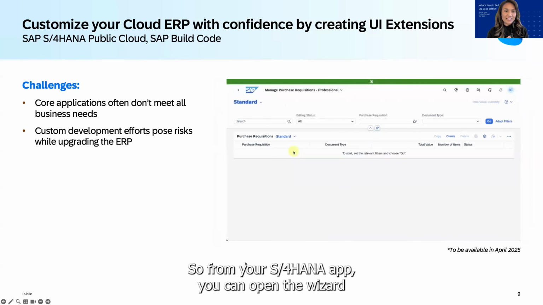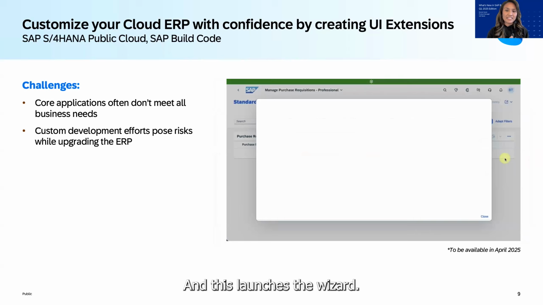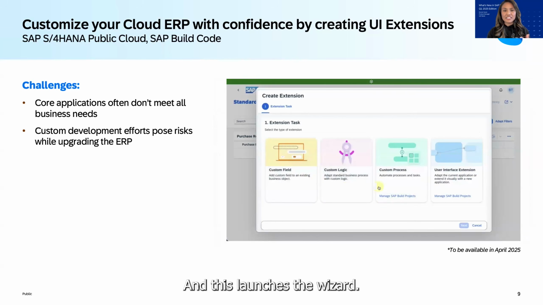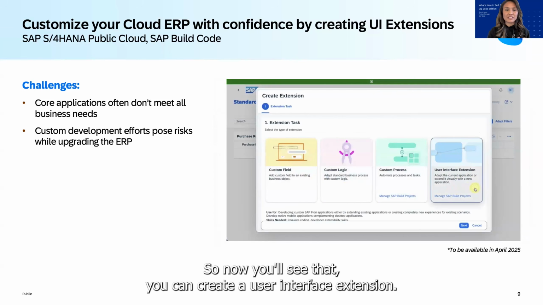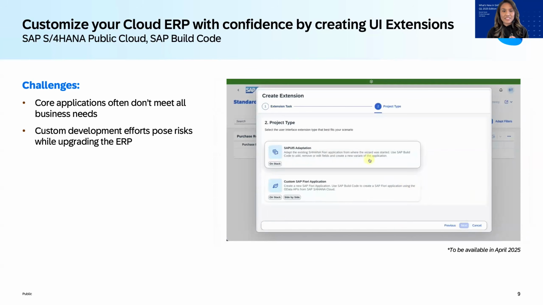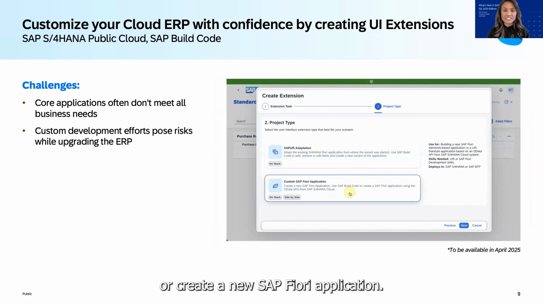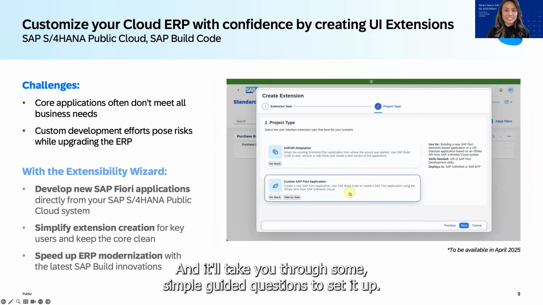So from your S/4HANA app, you can open the wizard directly by going to Create Extension, and this launches the wizard. And you can see the different options here. So now you'll see that you can create a user interface extension. And from here, you can either adapt the current UI5 app or create a new SAP Fiori application. And it'll take you through some simple guided questions to set it up.